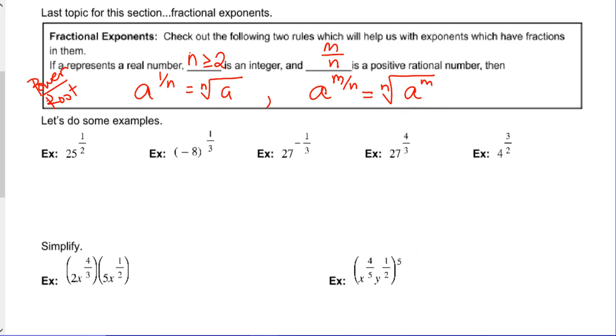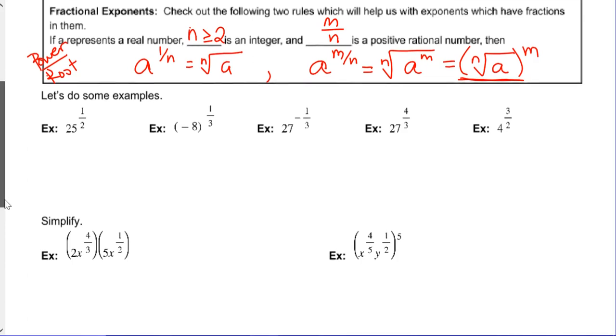Now, this is perfectly acceptable. But I will tell you, when simplifying these things, that it's much better to take the index first and then take it to the m power. So I'm going to write it like this. Nth root of a to the m. These two are the same. I choose to do this first in operation, okay? So let's see by example what this really means.